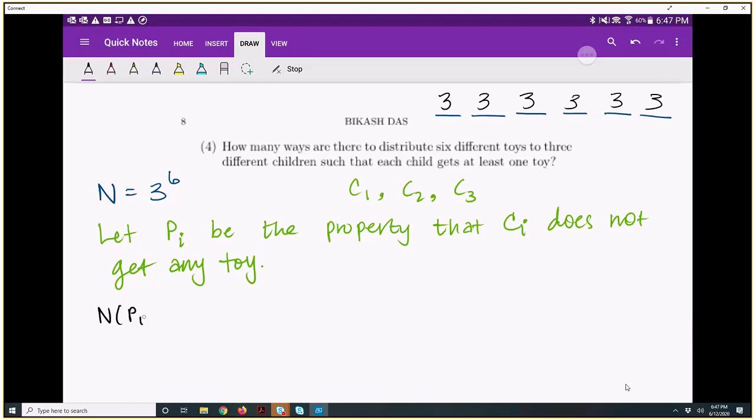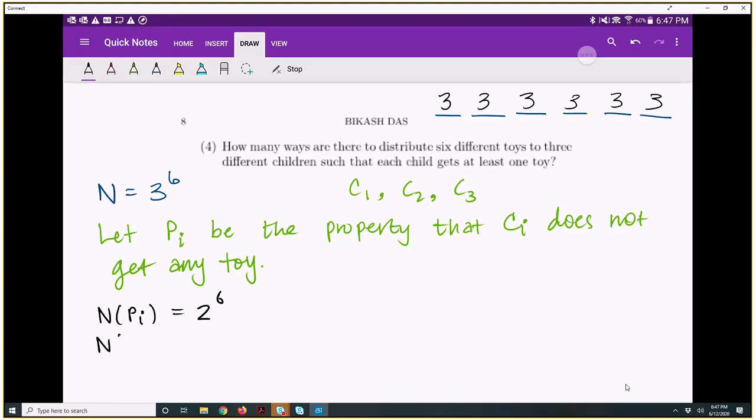So n of P sub i is going to be, I'm still assigning 6 toys, but if 1 child is not getting a toy, then I only have 2 children to choose from, so it's 2 to the power 6. And this is true no matter which of the 3 children we're excluding.